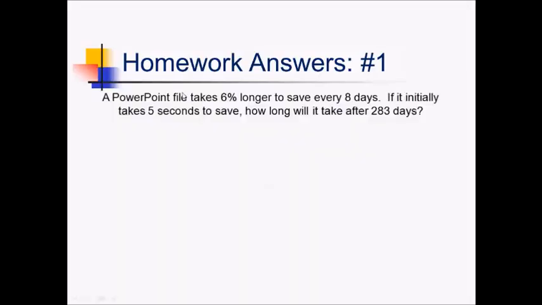On this problem, we have a PowerPoint file that takes 6% longer to save every 8 days. If it initially takes 5 seconds to save, how long will it take after 283 days? So since this 6% increase in time only happens every 8 days and not every single day, we're going to use our half-life formula, A B to the T over K.